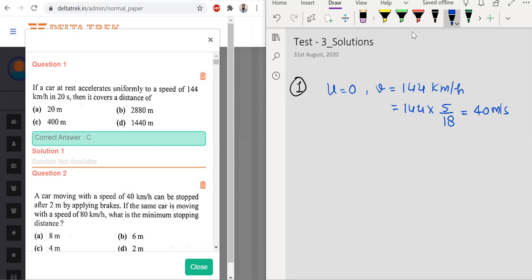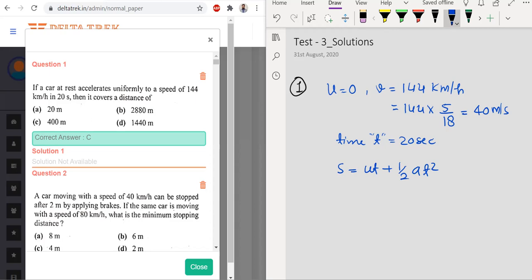Okay, then the time taken is 20 seconds. So time taken, t, is 20 seconds. So let's see, we have u, we have v, we have t. What is asked? How much is the distance covered? So to check, when time is given, the distance covered can be calculated from the second equation of motion.